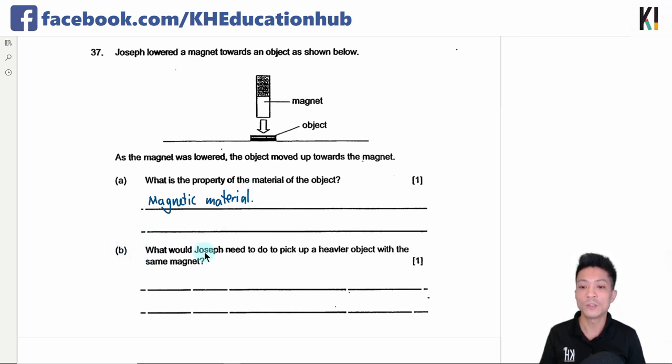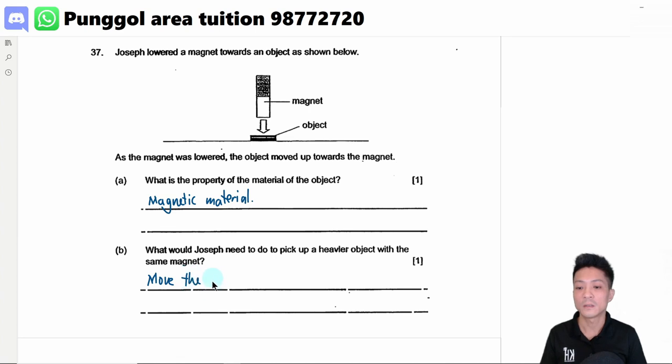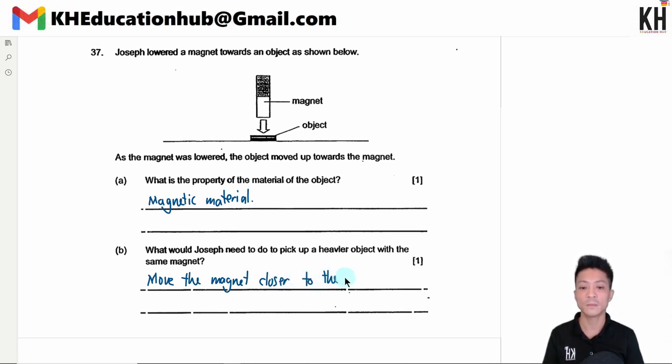Okay, part B, what would Joseph need to do to pick up a heavier object with the same magnet? He can move the magnet closer to the heavier object.